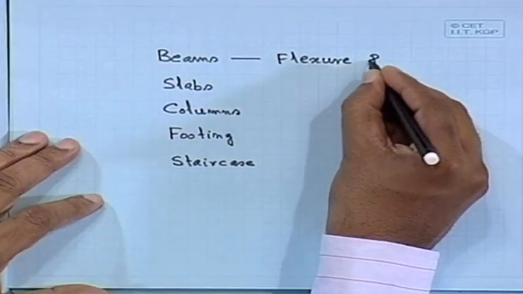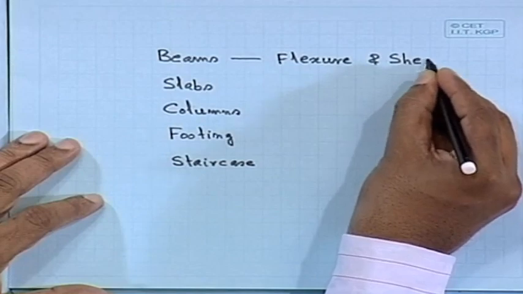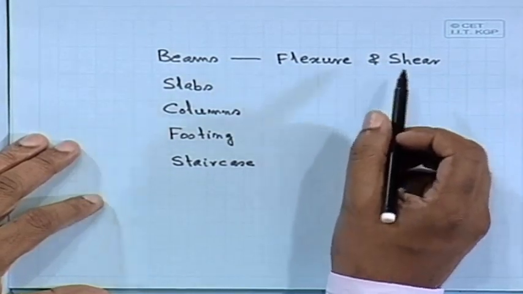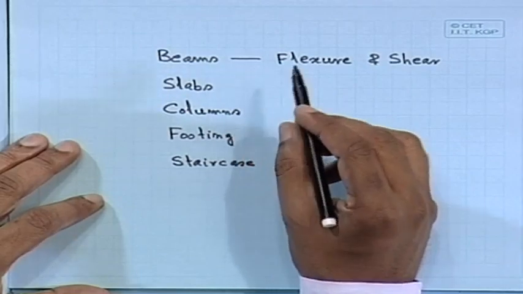We can have advanced ones, say silo, then bunker, then say water tank, so many other components, but anyway finally we will come back to these components, where beams mean flexure and shear. These are the dominant ones. We can have say axial also, we can have torsion also, that we shall consider.